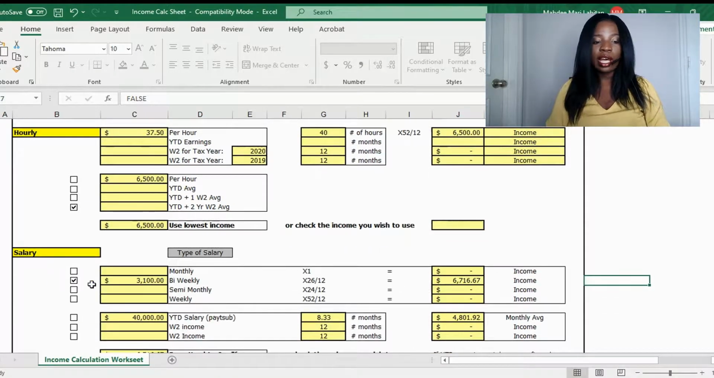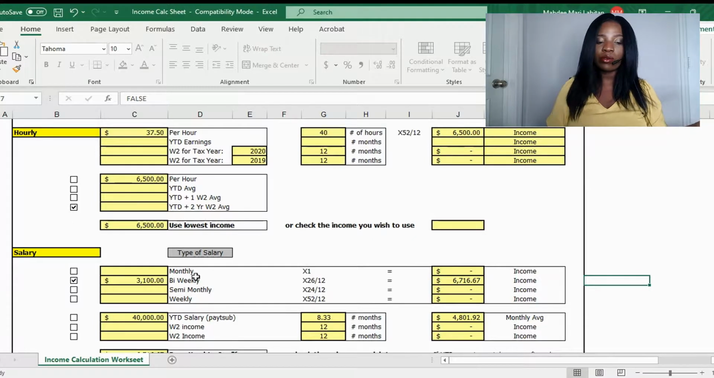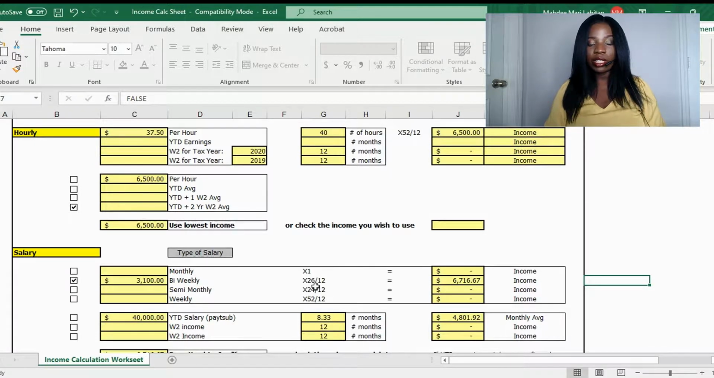We could utilize the salary section, if we know that our borrower is clocking that consistent 40 hours every week, 80 hours every 2 weeks. You could plug it here as bi-weekly, putting that $3,000. And again, it's 26 divided by 12. So there's 26 bi-weekly pay periods in a year, and then it's dividing it by 12 to get you a monthly figure.